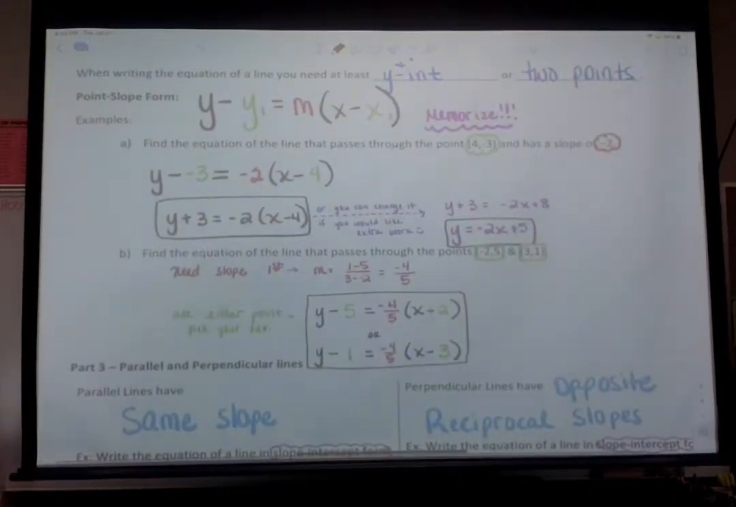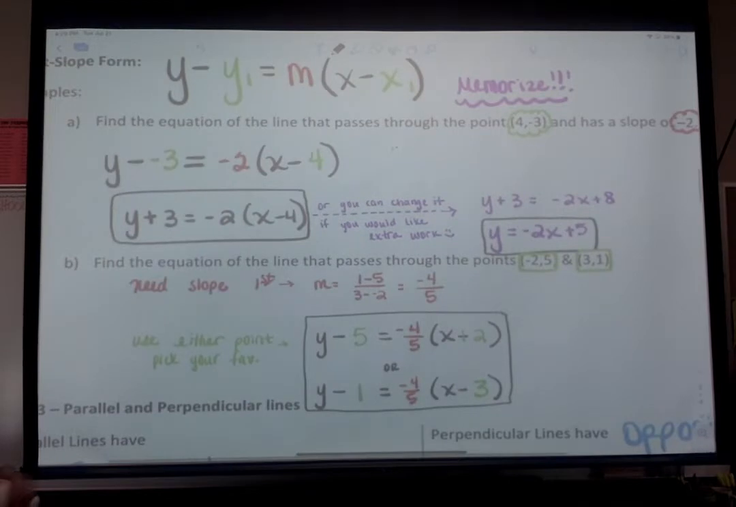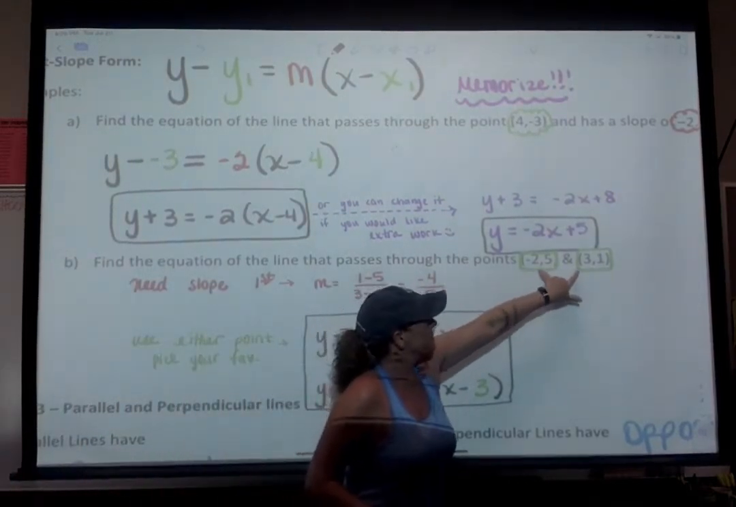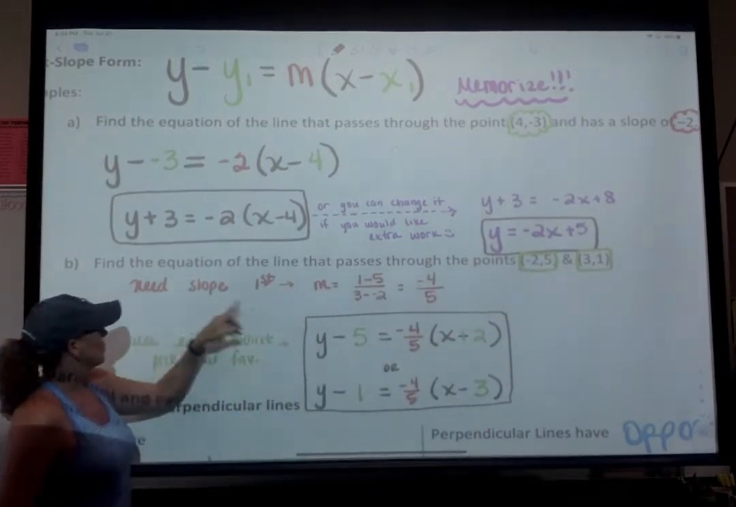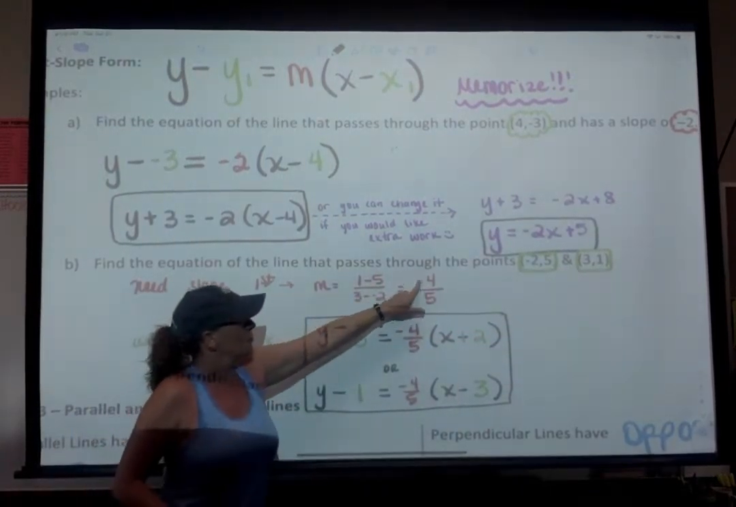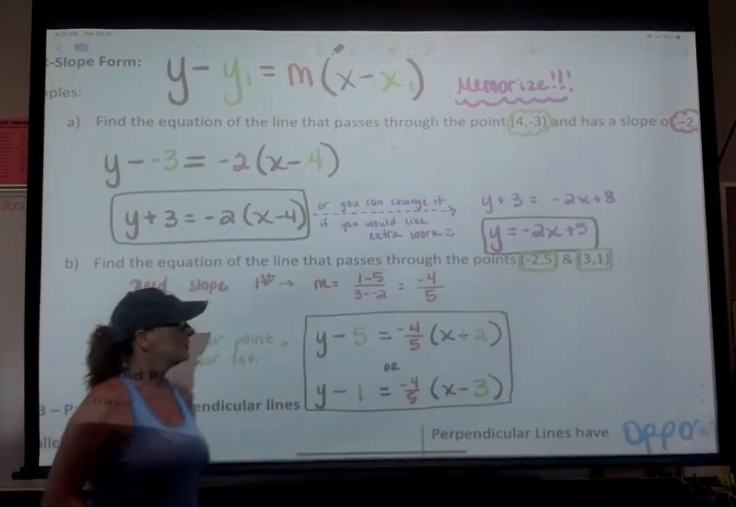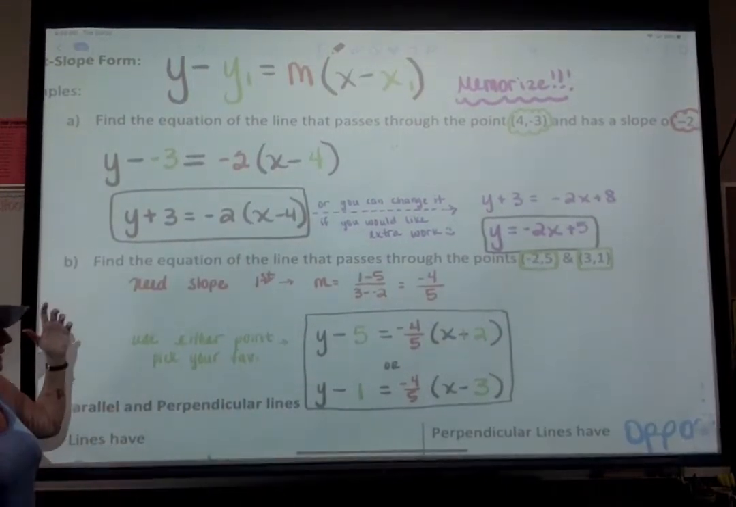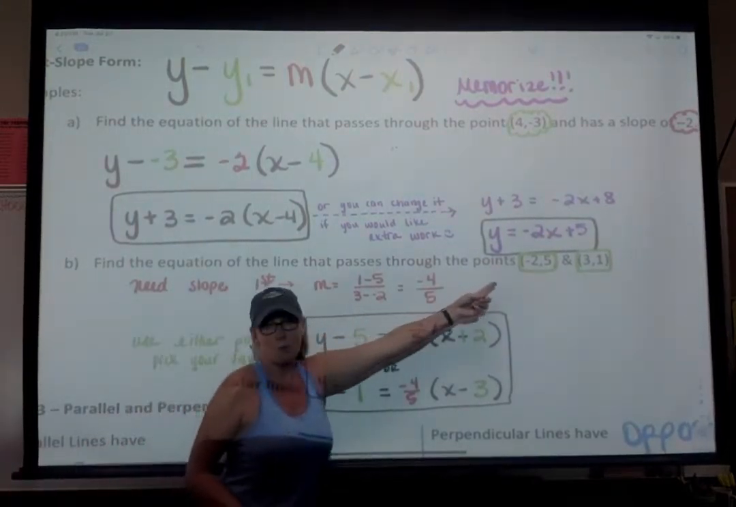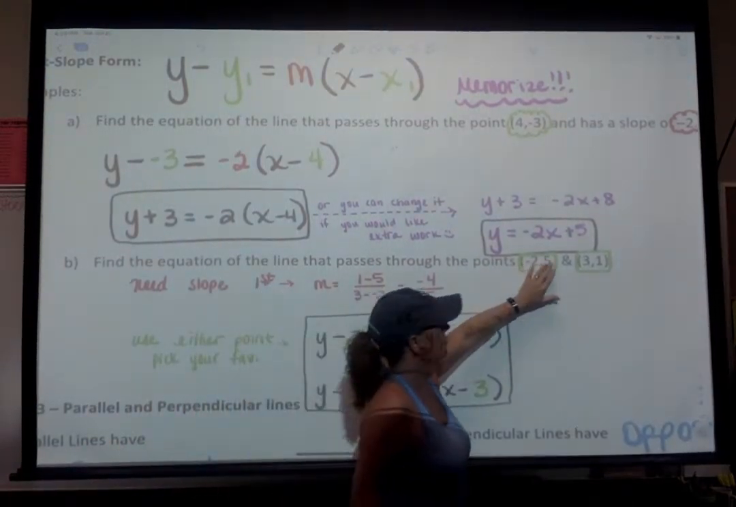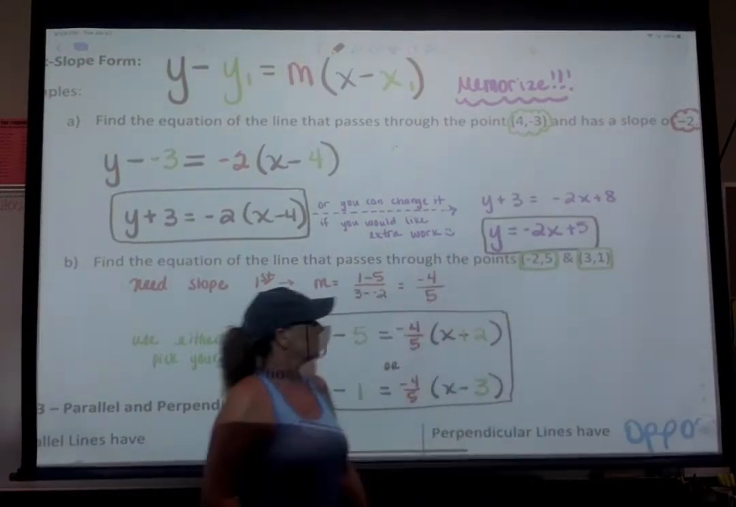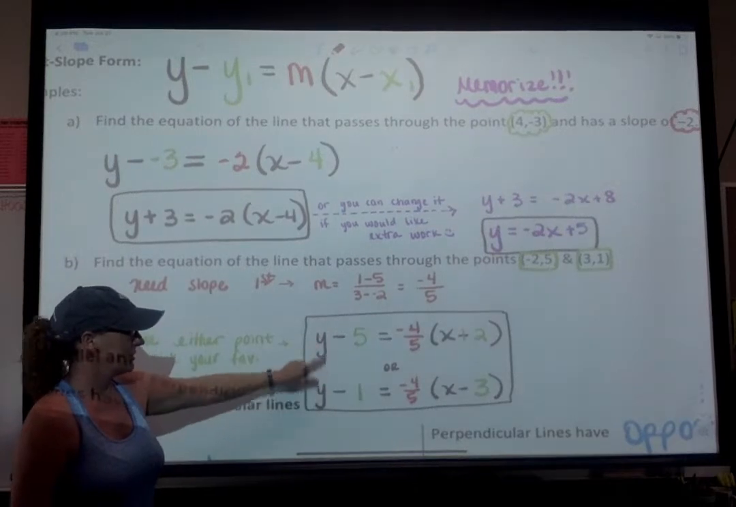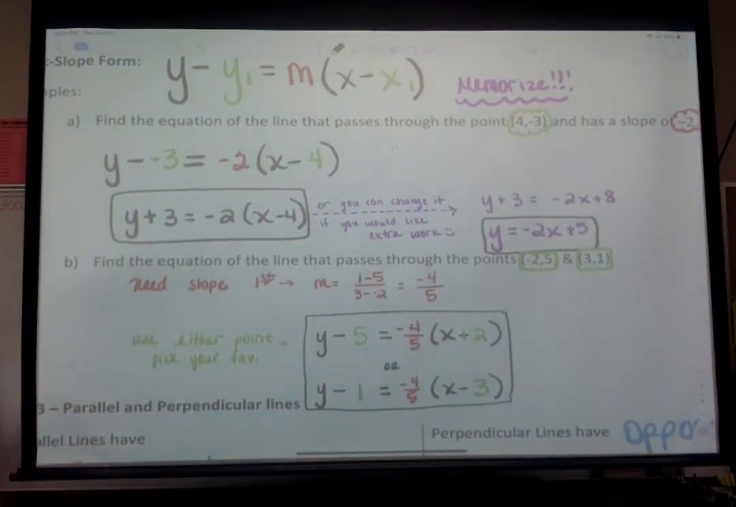Okay, next one. It only gave me 2 points. So I have a little bit of work to do first. I don't have the slope, so I need to find the slope. So I'm going to use my slope formula. There it is. I'm going to use point slope form and pick the point that you like the best. You can either use this one or this one. Just be careful, don't mix them up. And either equation here is acceptable for your answer.